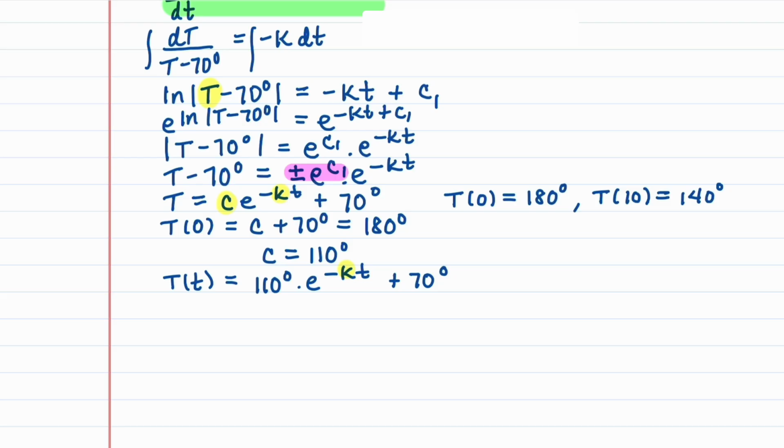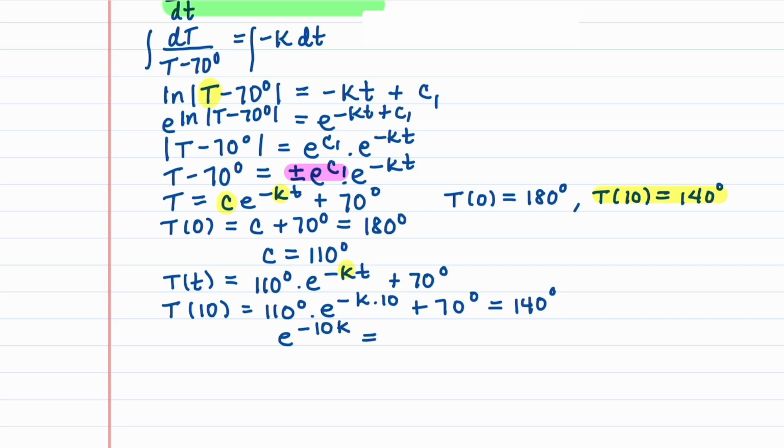Now we can solve for k. That's always the harder one. Let's go over here to the right and let's use our second condition. We're going to let t be equal to 10. So T of 10 is equal to 110 degrees times e to the minus k times 10 plus 70 degrees, and this is equal to 140 degrees. Let's now pull the 70 degrees over to the right and divide by 110. So this gives us e to the minus 10k is equal to 70 degrees divided by 110 degrees. So that's just 7 over 11.